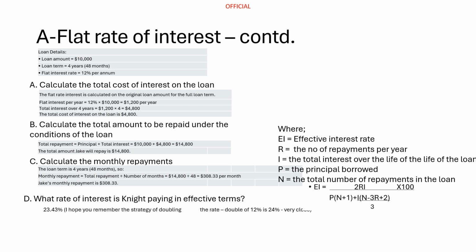So we write down the loan details. The loan amount is $10,000. Loan term is 4 years. In months it's 48, and the interest rate is 12% per annum at the flat rate.